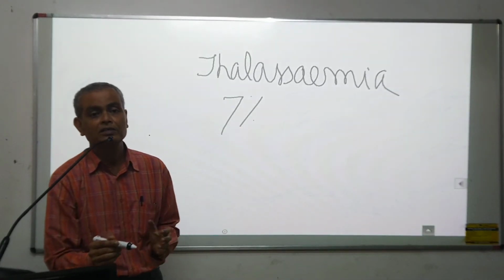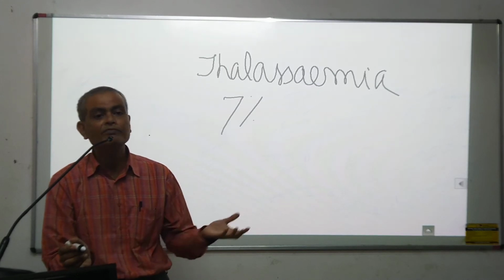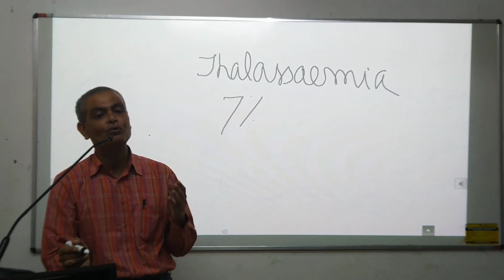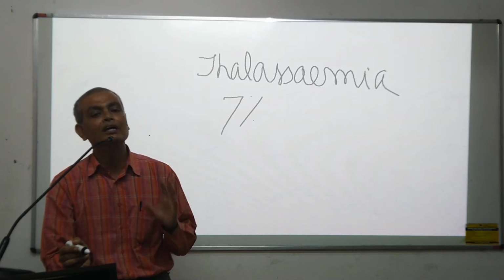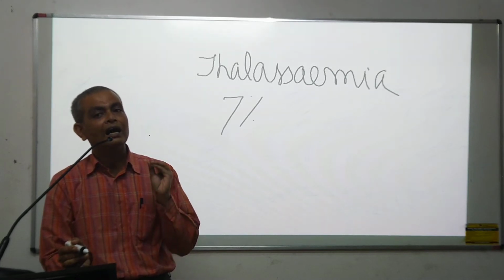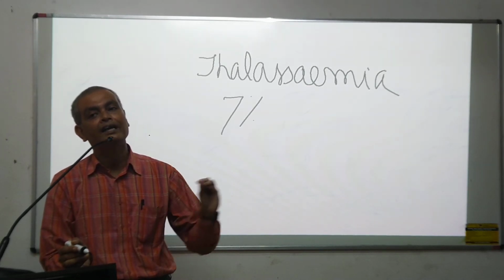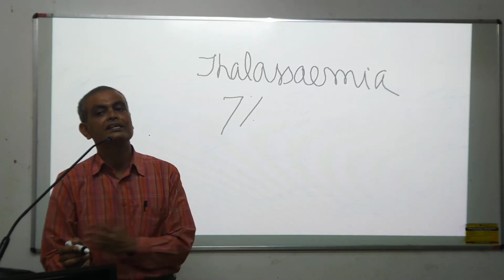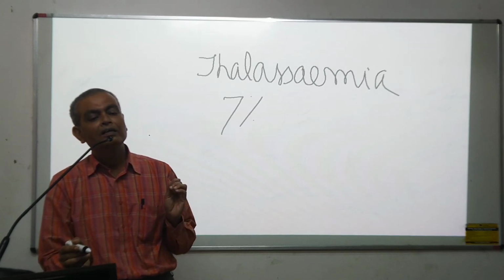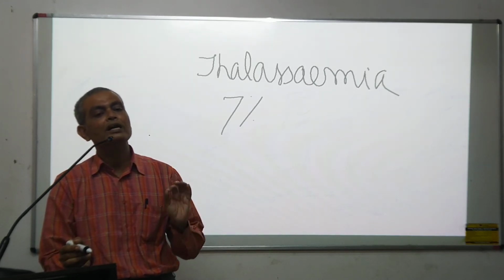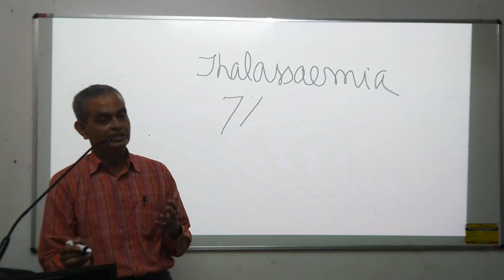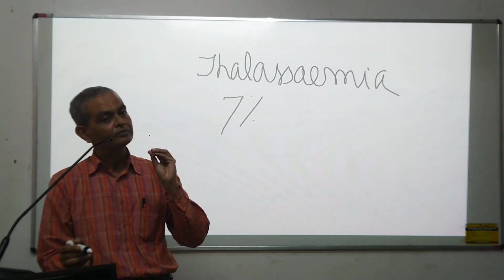Now, 7% is too much. If you think about your class, you are 50. So out of these 50, at least 3 to 4, though it is a mathematical possibility, are unknowingly carrying a thalassemic gene within their cells. Now, what is thalassemia? Thalassemia is a quantitative disorder of globin chain synthesis. Now, what is globin chain? Hemoglobin.